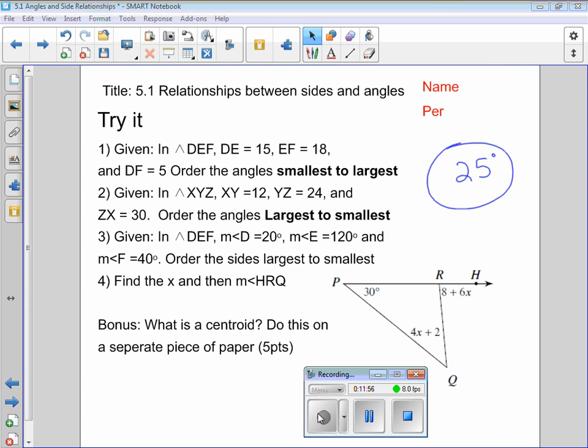Take a look. There's a bonus down at the bottom. Do some research. Make sure you follow the directions there. Do this on a separate piece of paper. Oh, Mr. Munson, I forgot to put it on another piece of paper. I'm sorry. You're out of luck. Follow the directions correctly, and you get those points.